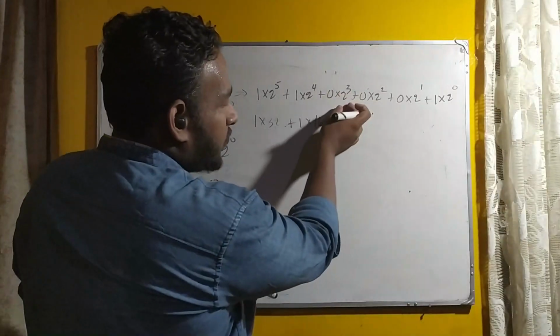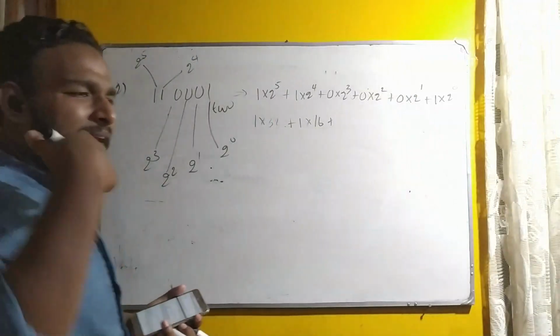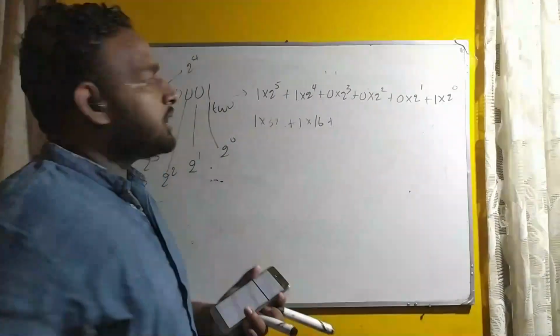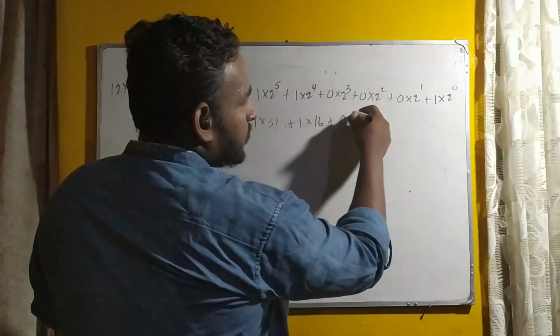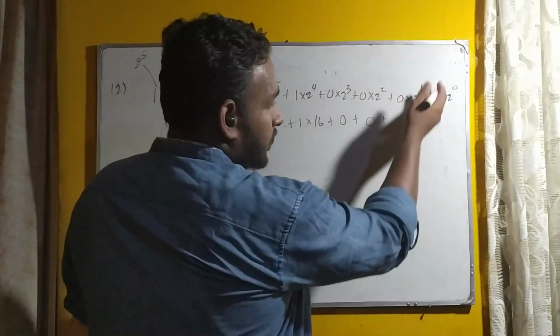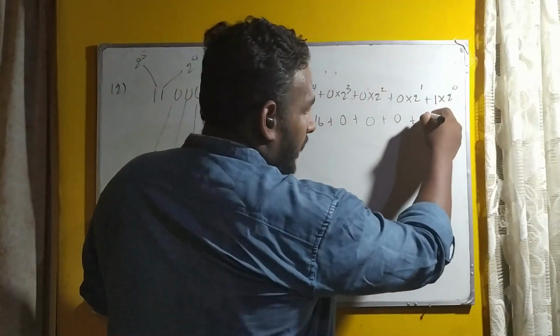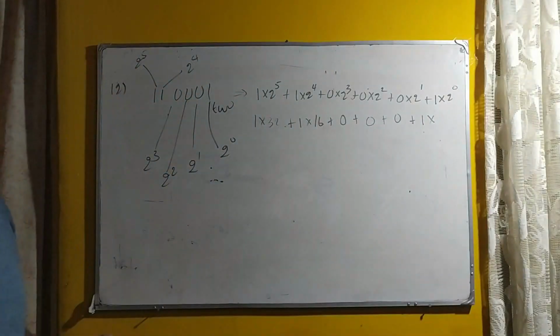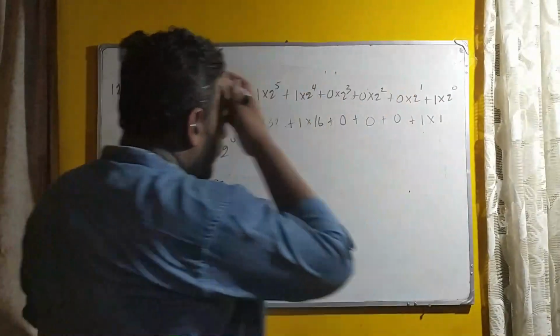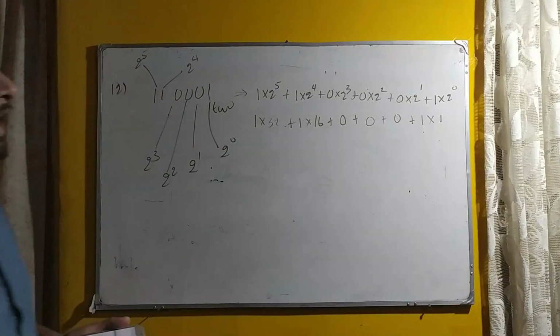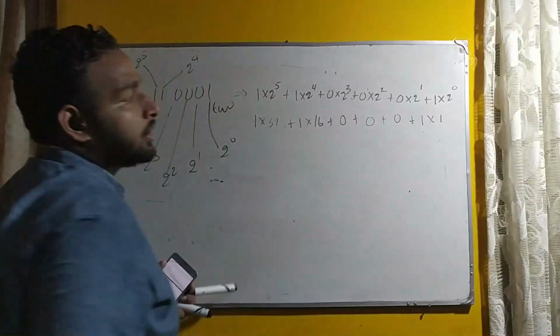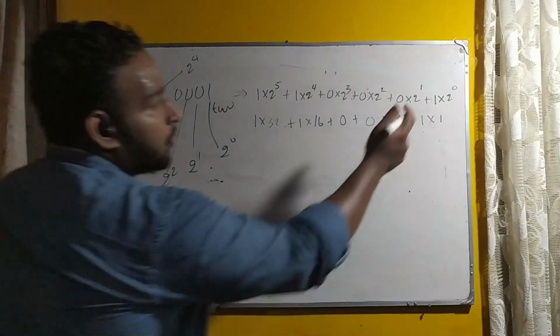Okay, here 0 into something else. 0 multiplied by any number, anything is how much? 0. So 0 into something else is 0. 0 into something is 0, plus 1 into 2 to the power 0. Any number or any algebraic term, if the power is 0, that means what? The value is 1. So 1 into 1.